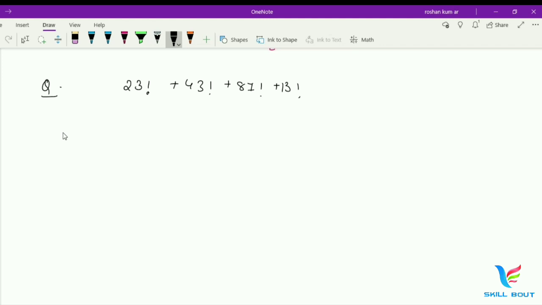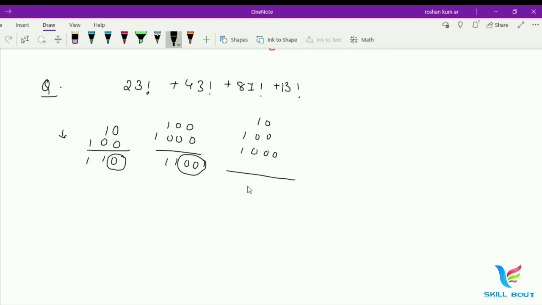I just wanted to understand one question before you solve this. If I add 10 and 100, what is the answer we'll be getting? 110. So how many trailing zeros will we get here? 1. Let me take one more example. If I'm adding 100 and 1000, I'll be getting 1100. How many zeros will we get? 2 zeros. If I'm adding 10, 100 and 1000, how many zeros will I get? I'll be getting 1110. Trailing zeros I'm talking about, guys. I'm not talking about anything else.